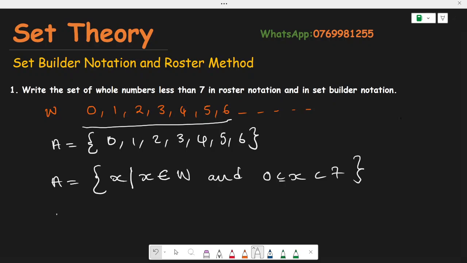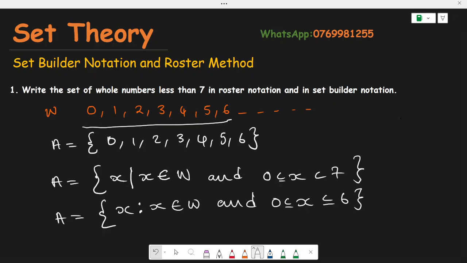Again, we can write it like this. A is equal to X such that X is a whole number and X is greater than or equal to 0, but less than or equal to 6. It's one and the same thing.